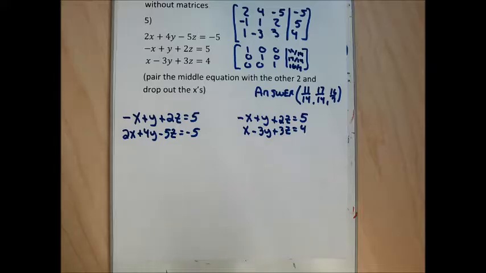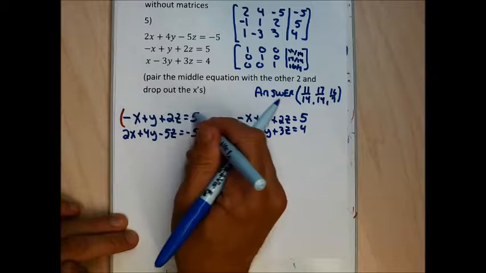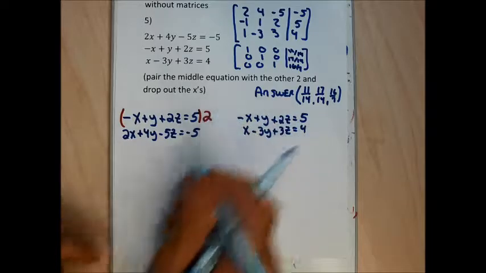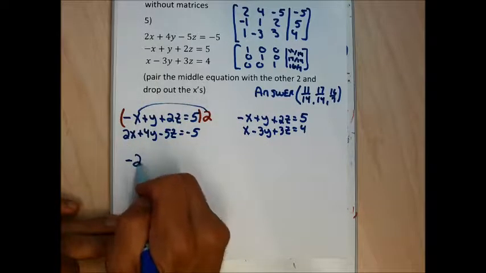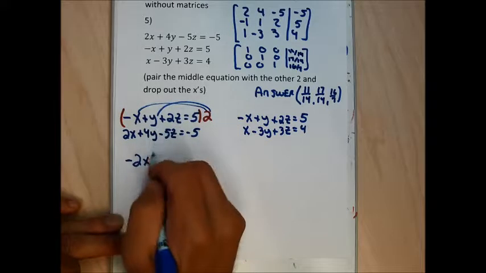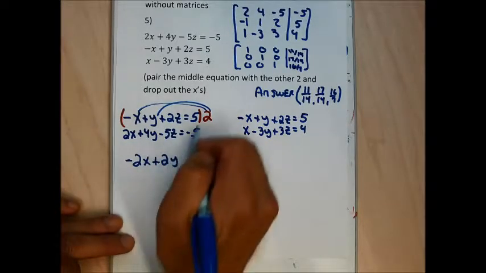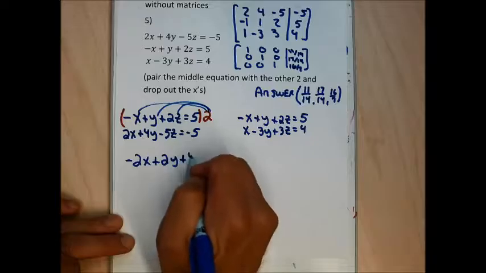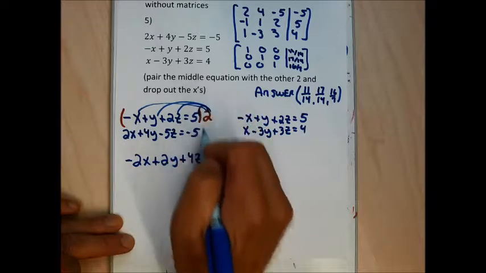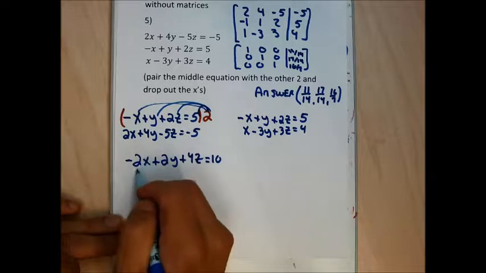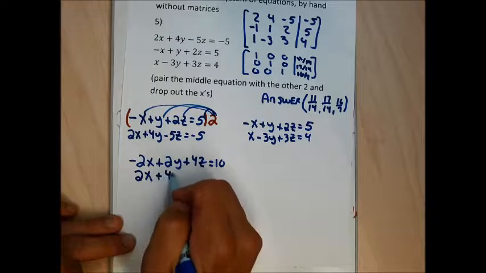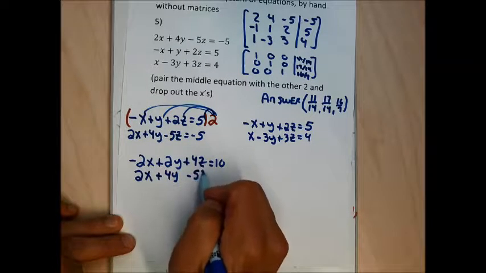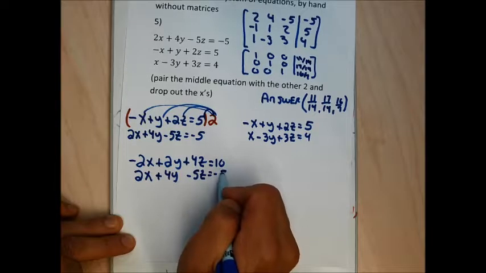The reason I give you the hints as much as anything is to make my grading easier. To drop out the x's from the first set, I'm going to multiply by 2. I'm going to go 2 times minus x and get minus 2x, 2 times positive y and get positive 2y, 2 times 2z and get 4z, and then 2 times 5 and get 10. I'm going to leave the bottom row, 2x plus 4y minus 5z equals negative 5.